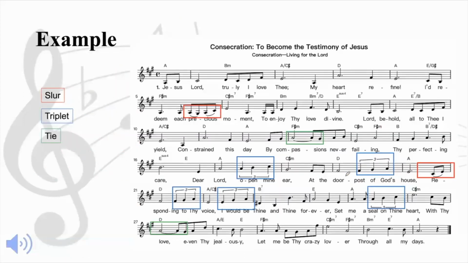So let's come to the example. We'll listen to this hymn. It was written in Chinese and translated into English.